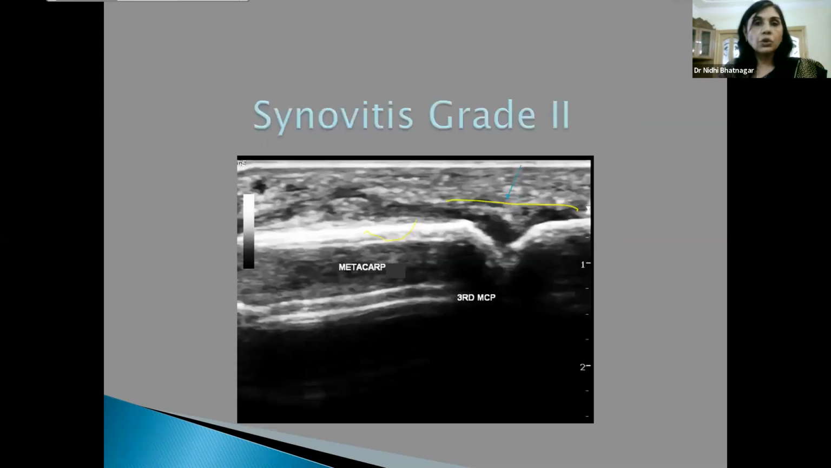Grade 2 stage, where the synovitis is minimally distending the capsule. So you can see that the capsule is distended. It's an obvious sign here. This is, of course, on the extensor surface, metacarpal and the metacarpophalangeal joint here. It is showing mild synovial proliferation, but no erosive changes.